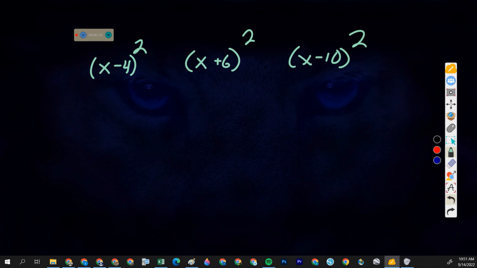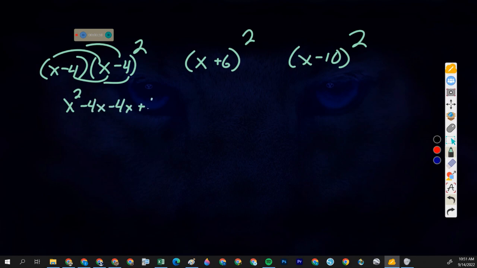So what would the quadratics look like? Well, we would need to write it twice and distribute it out. And I get x squared minus 4x minus 4x plus 16. And that simplifies to be x squared minus 8x plus 16. Okay? Can you do that one in your head?